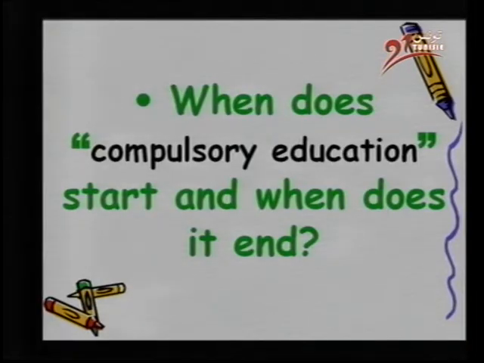When does compulsory education start, and when does it end? Compulsory education, of course, starts at the age of 6, as soon as they enter primary school. And compulsory education ends at the age of 16. So Tunisian children have to stay at school from the age of 6 until the age of 16.